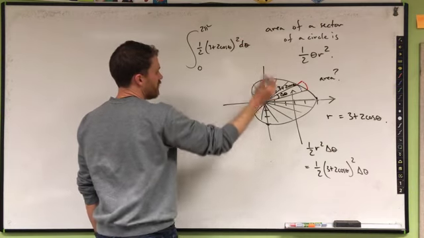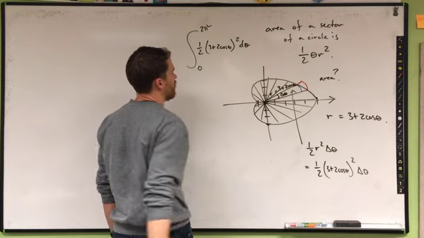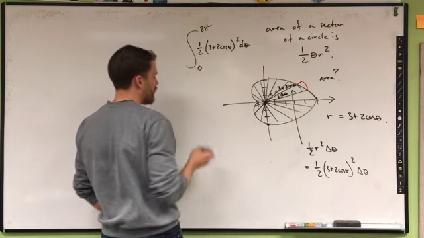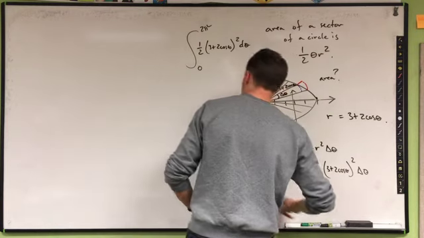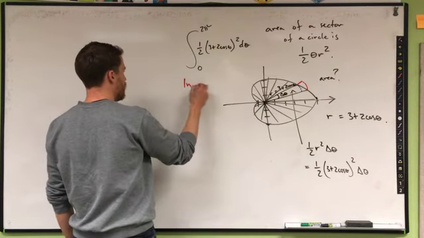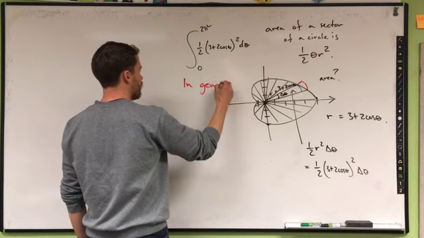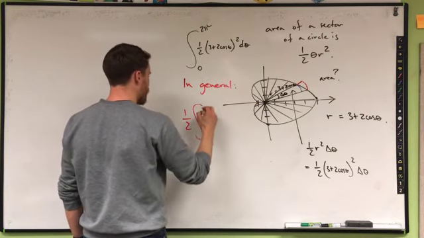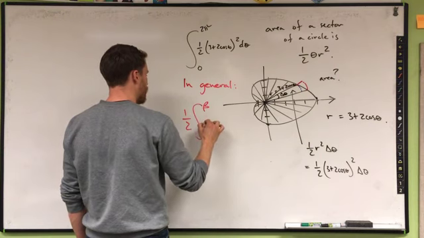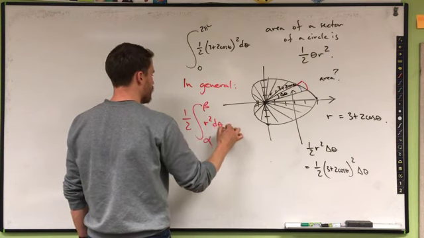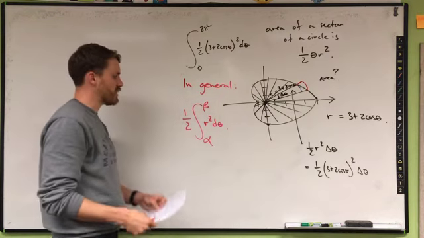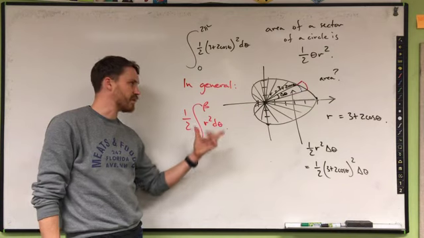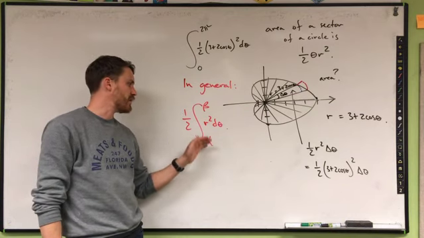So d theta is like delta theta, but going to 0, getting super, super small. So basically, these are all our little sectors, and we're going to add them up from 0 to 2 pi. So in general, what we want is 1/2 times the integral from alpha to beta of r squared d theta. So it's a pretty straightforward formula.